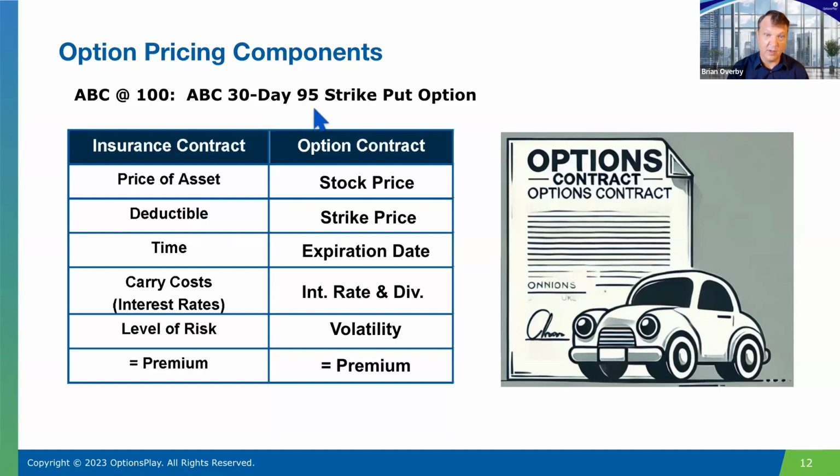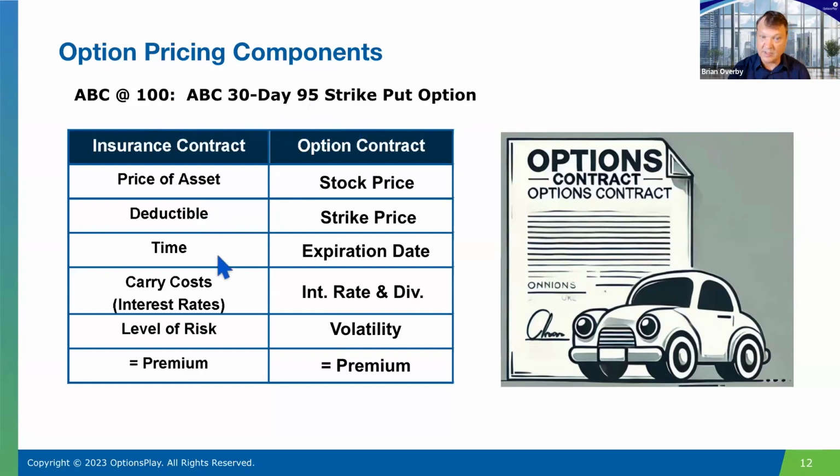The deductible. We're going to say the stock is at 100. We're going to look at a 95 strike put option. That'd give us a $5 deductible going from 100 down to 95. On your car insurance, a lot of people will do the $500 deductible. If you do the $0 deductible, well, it gets pricey. And that also is true in the options trading world.